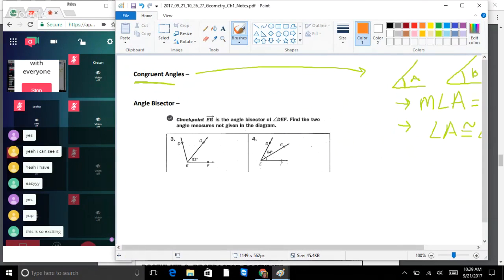Okay, another terminology, angle bisector. All right, so we talked about a bisector of a line, right? That was last section. So when a line gets bisected, that means it's basically getting cut in half into two equal congruent parts, right? So what do you think happens when an angle is being bisected?